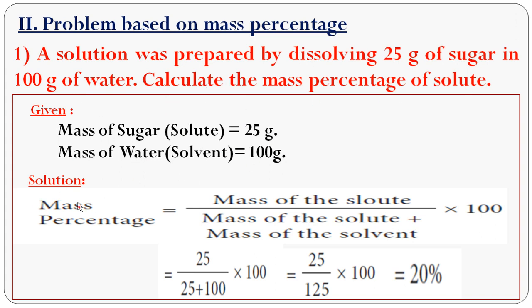So the formula of mass percentage is equal to mass of the solute by mass of the solute plus mass of the solvent into 100. Solute, that is equal to 25 by 25 plus 100 into 100. That is equal to 25 by 125 into 100. You have to cancel it and multiply it. You can get the answer, that is equal to 20%.